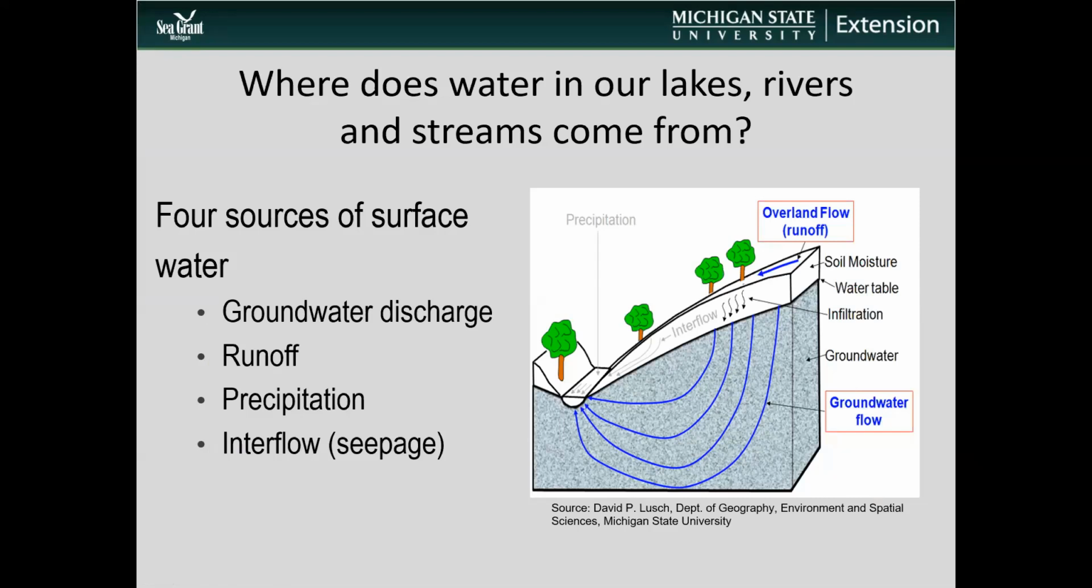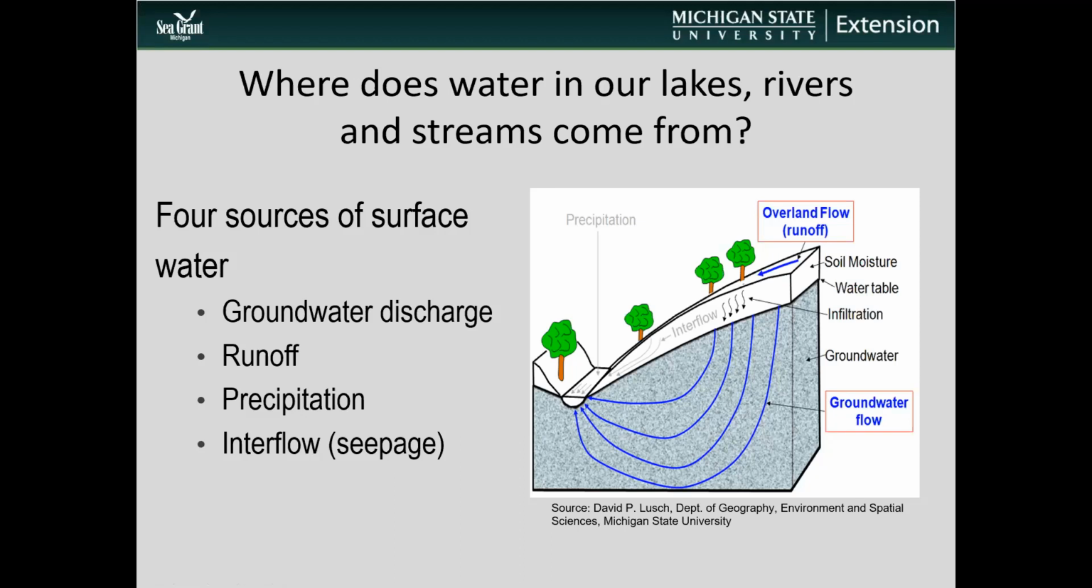And the other is base flow. I want you to remember that term. We call it groundwater flow here. And essentially what is happening is the groundwater is moving beneath the surface and discharging into our surface water supplies. And so groundwater discharge or base flow and runoff are our two primary sources of water in our surface waters.